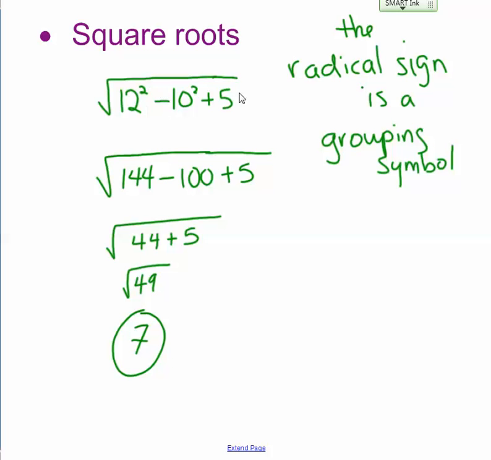So first we do this in order of operations. We get 144 for 12 squared. 10 squared is 100, and now we have subtraction and addition, so we do it left to right. It's all under the radical. 44 plus 5 is 49, and now we can simplify the radical sign. The square root of 49 is 7, and so the answer is 7.